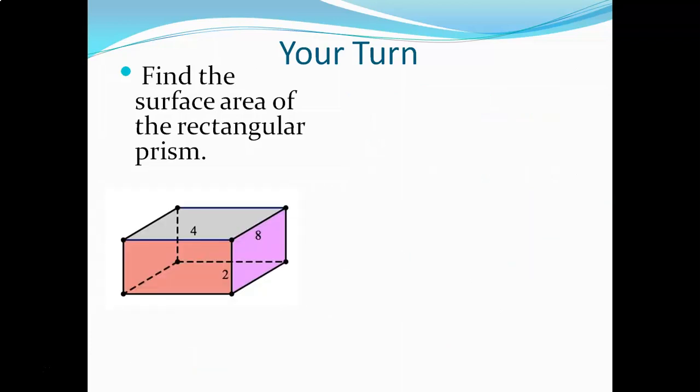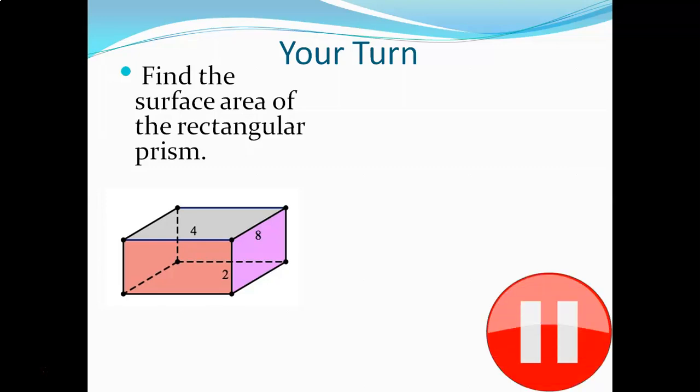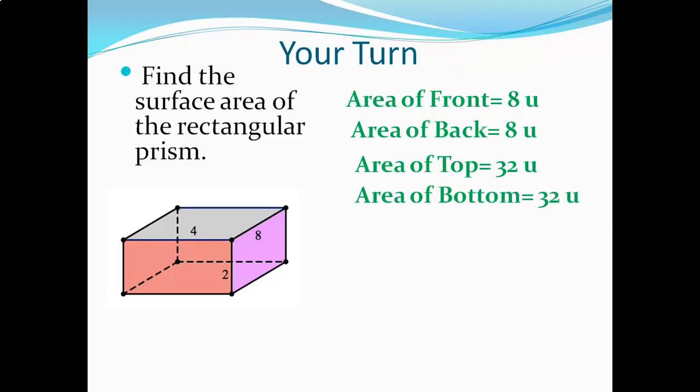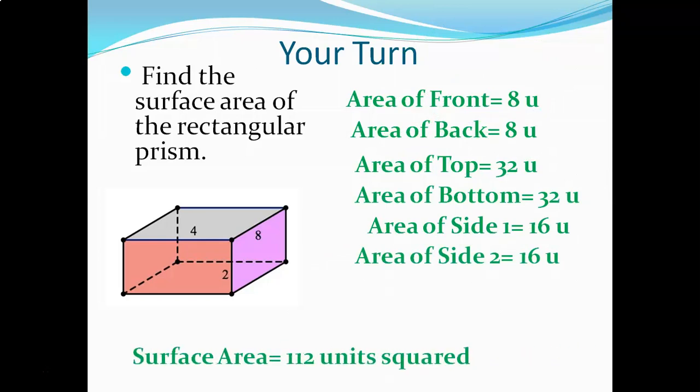One last time, it's your turn once again. Find the surface area of this rectangular prism. You can pause the tape at this time, and you can solve it. Let's see how you did. Area of the front, 8 units. That's a 4 by 2. Front same as the back. Top is 32, 4 by 8. Double it. And then the side, of course, is 16. 16, add them up, 112 units squared.